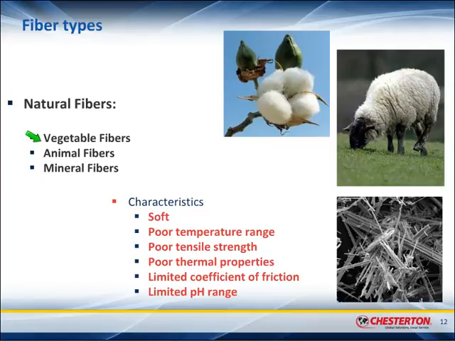And there are some problems with it. They're pretty soft. The temperature range is not very high. The strength is not very high. Thermal properties are not very high. The friction coefficient on the shaft is not very good, and the chemical compatibility of natural fibers, when I talk about vegetable fibers, is pretty poor. Actually, the chemical compatibility of asbestos was very, very good, but as I said, it is pretty much banned in the entire world, so that's generally not used anymore.